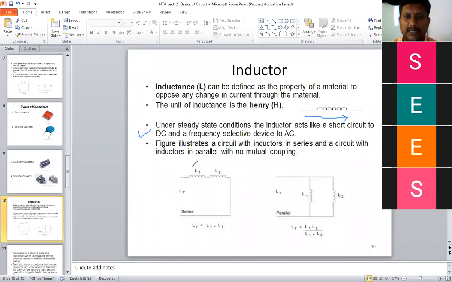So when two inductors are connected in series, how do we find the equivalent inductance? It is just like a resistor. So LT is equal to L1 plus L2 plus L3, like this. When two or more inductors are connected in parallel to each other, then the equivalent inductance LT is equal to L1 into L2 divided by L1 plus L2, like this. Okay, so the procedure is the same as for a resistor.